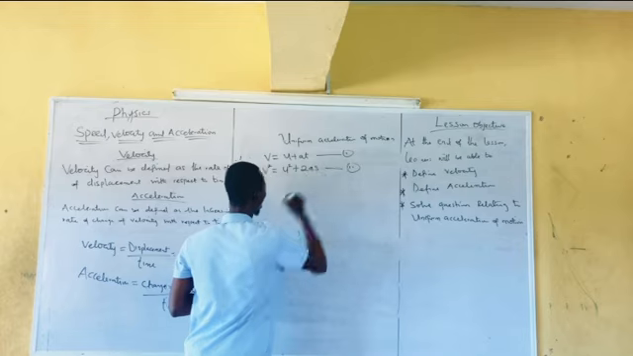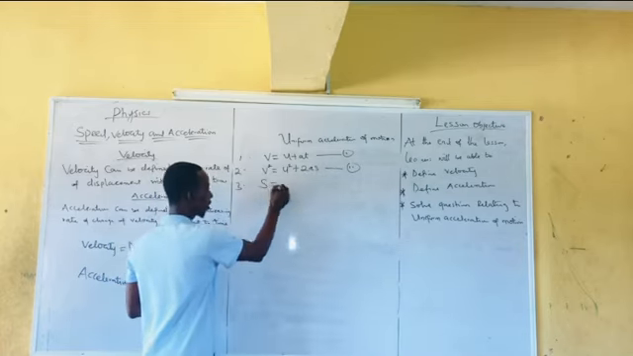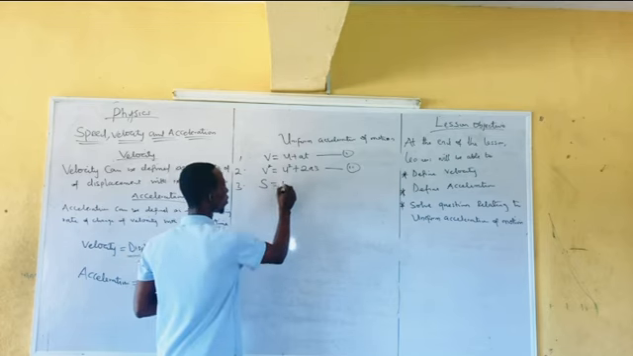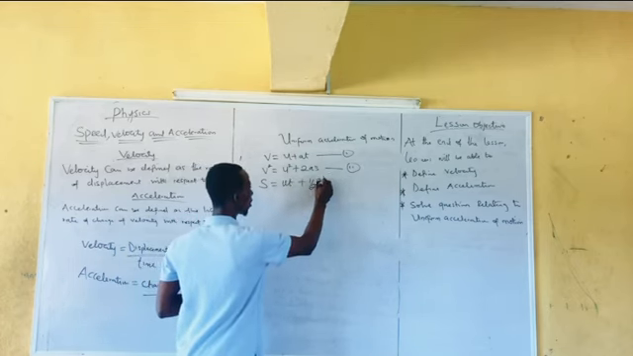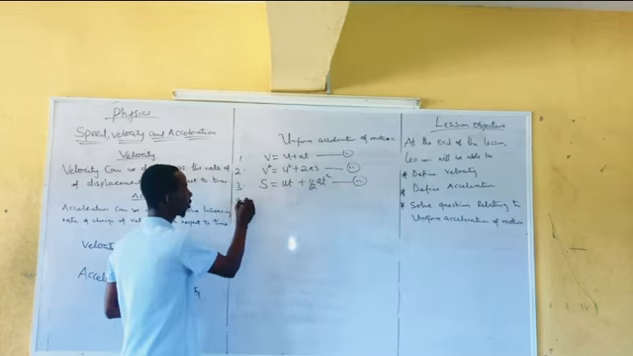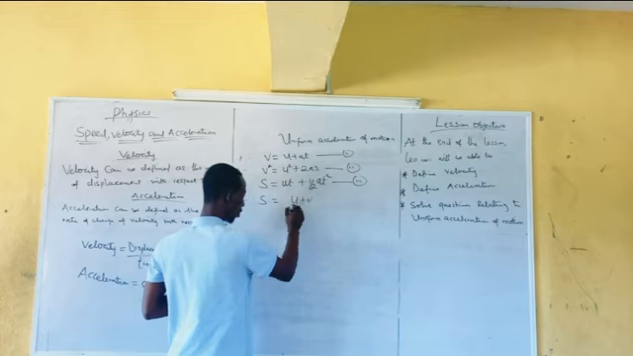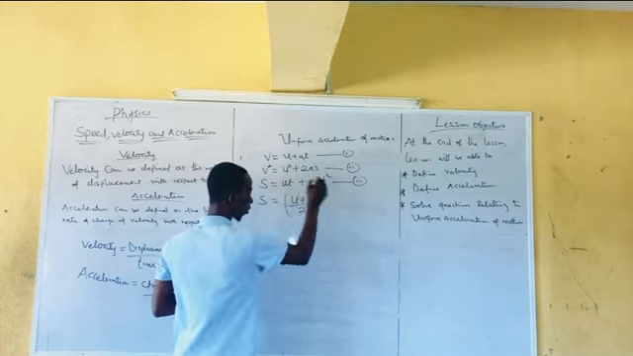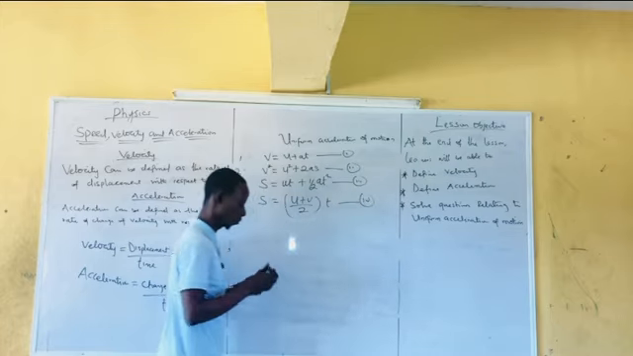Equation 3 says s is equal to ut plus half at squared. And the fourth one is s is equal to (u plus v) over 2, times t. This is equation 4.